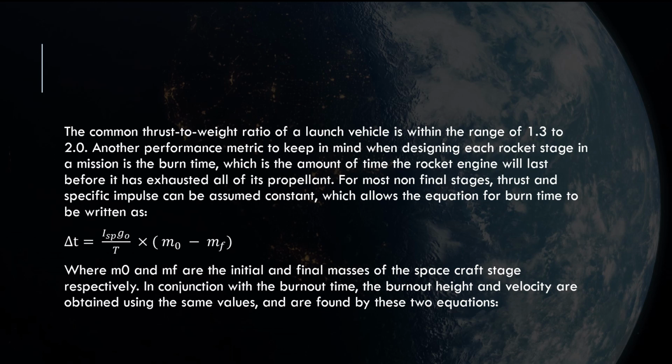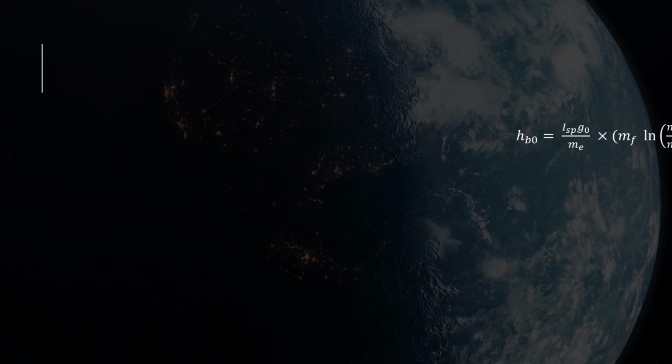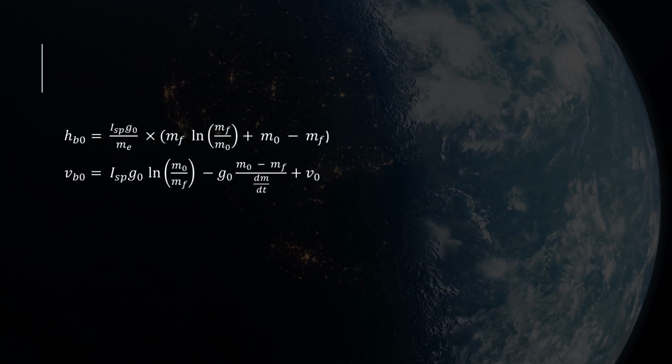In order to calculate the burnout height and burnout velocity, this can be easily calculated by some calculation whose final equation is given as follows. hBO and vBO are the burnout height and burnout velocity respectively.